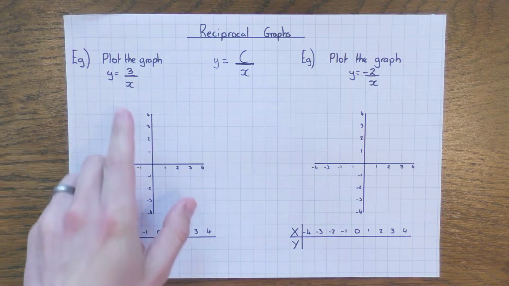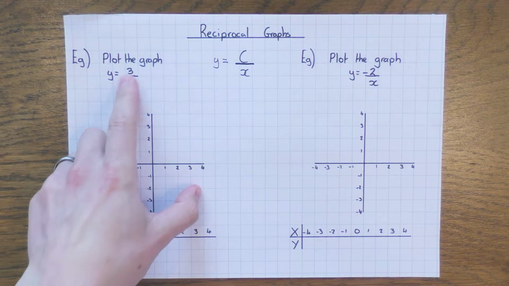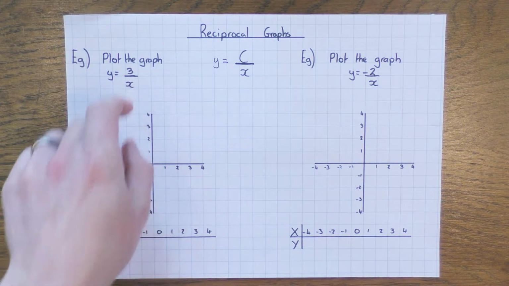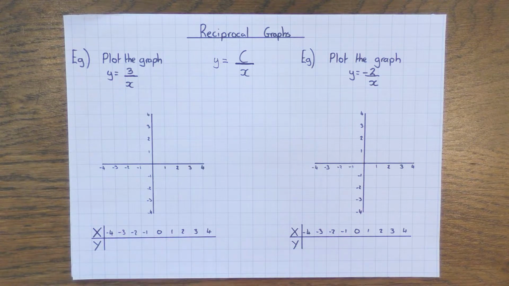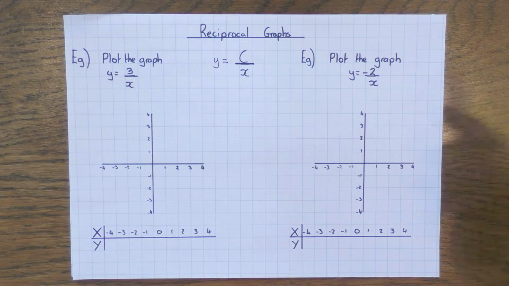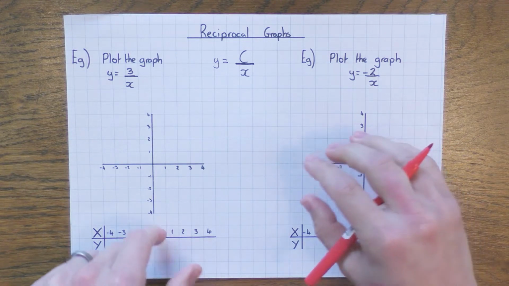So let's get started. Here's our first one. We have y equals 3 over x, and again I've got my little table here. If you don't have a table, just like with straight lines, quadratics, exponentials, or cubics, make sure you draw a little table to help you get a few points to plot. Okay, let's get going. We normally always start from 0, so let's start from 0.